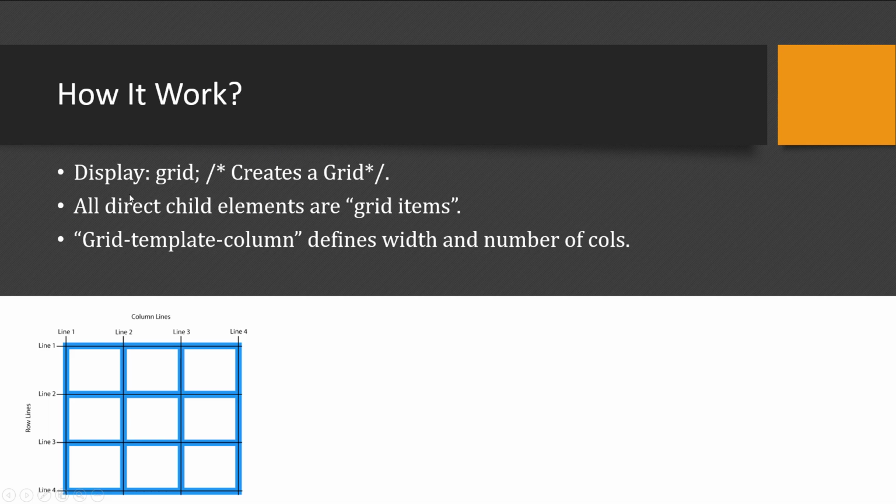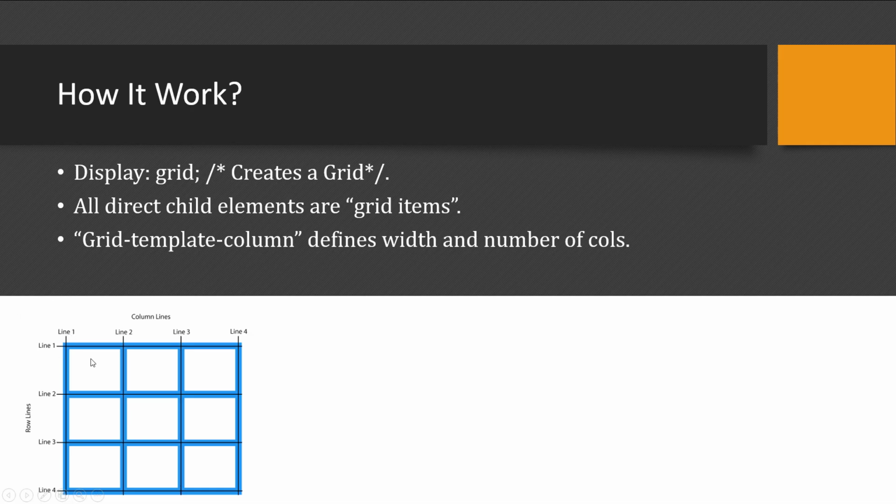How does it work? When you use display grid, you need to define the columns, how many columns you want to display in the line. I have mentioned the image here, as you can see. The first thing is you need to define display grid on the parent, and all direct child elements are grid items. So we need to define the grid template columns, how many columns you want to create inside the row. I'm going to show you step by step later. At this time you just need to know this.